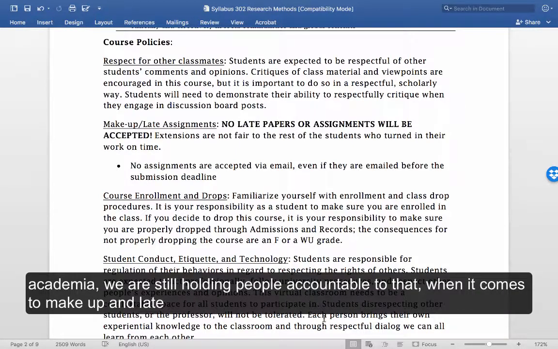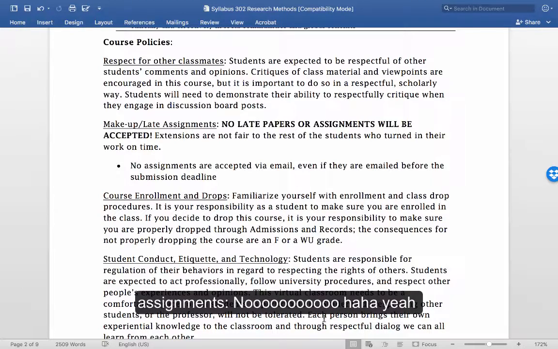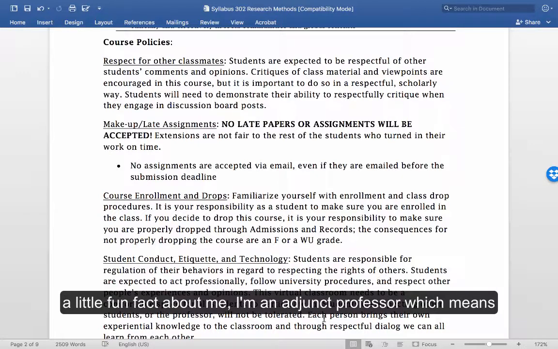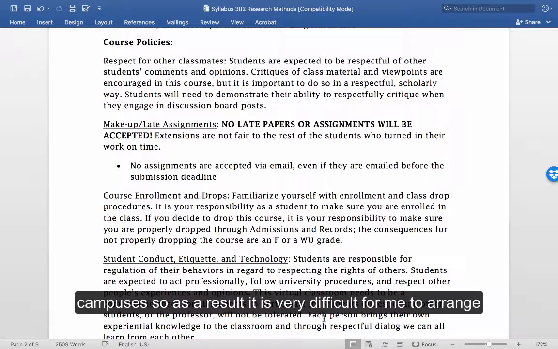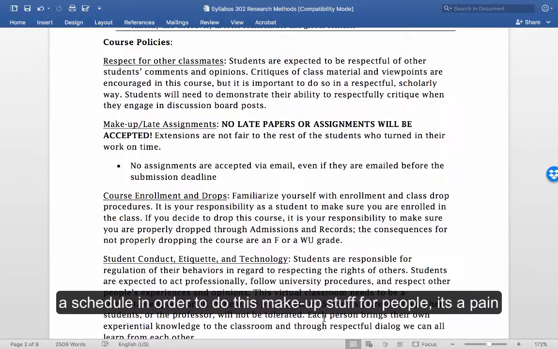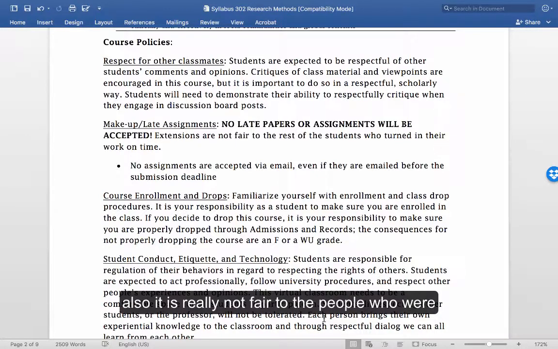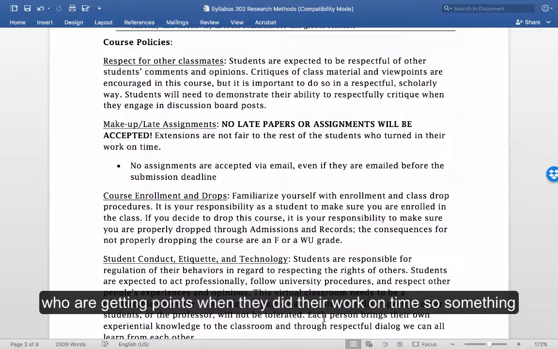All right. When it comes to makeup and late assignments, no. Yeah, no, I don't play that. Only because, wow, it's hard. A little fun fact about me, I'm an adjunct professor, which means I'm part-time-ish, but really that just means that I work a lot because I have multiple classes at multiple campuses. So as a result, it's very difficult for me to arrange a schedule in order to do this kind of makeup stuff for people. It's a pain. Also, it's really not fair to the people who are diligently doing their work, right? It's not fair that other people are getting points when they did their work on time, right?